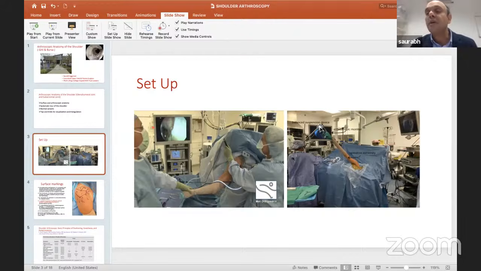The jury is still out between GraftJacket and SCR. We do GraftJacket in our practice at King's College. We're not doing SCR. But yes, the Neviaser portal is useful because you are approaching the superior glenoid. That's where you are attaching your SCR. So the Neviaser portal comes in very handy.